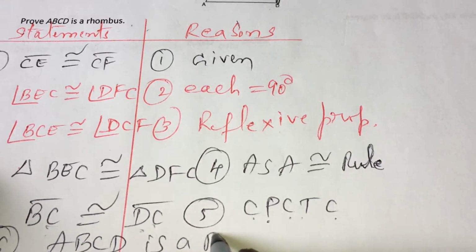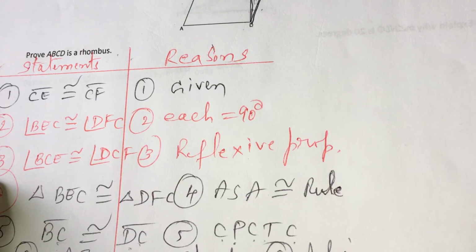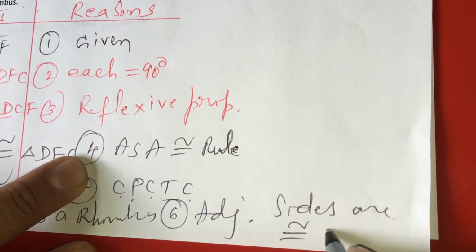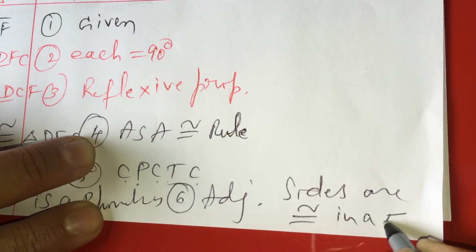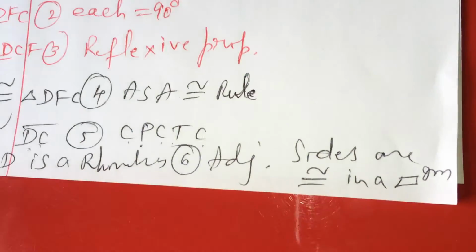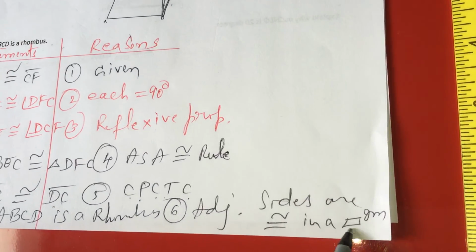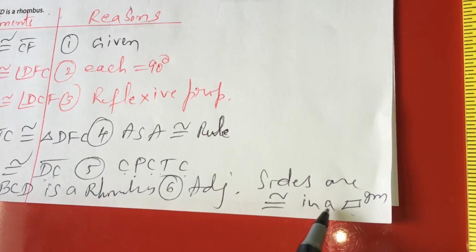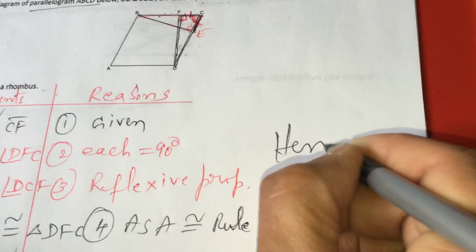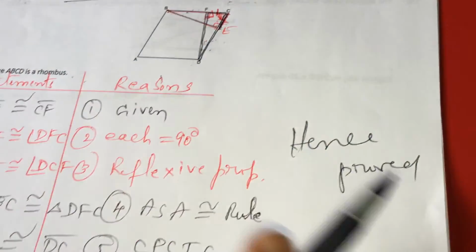And the sixth one, once these two sides are equal, therefore I can conclude ABCD is a rhombus. Why am I concluding like that? The reason is adjacent sides are congruent in a parallelogram. See, parallelogram, this is a symbolic notation. I am using notation form. Symbolically we can represent like this. So I have proved adjacent sides are equal. Therefore ABCD is a rhombus. So now I can conclude, hence proved. So that's what I have proved. ABCD is a rhombus. Thank you.